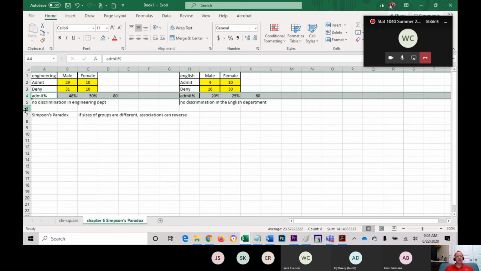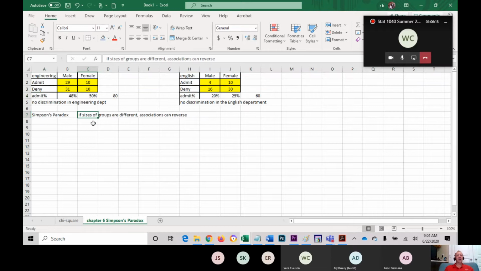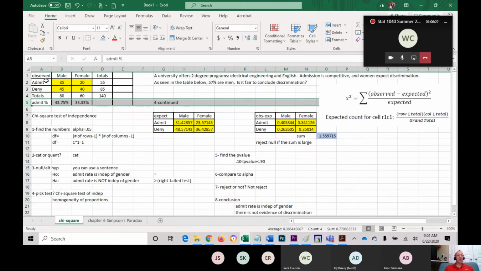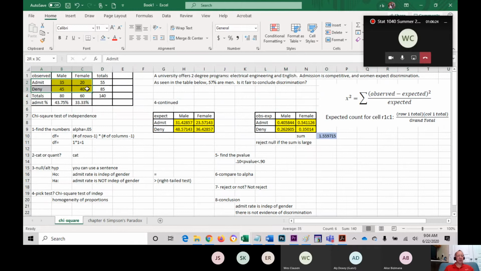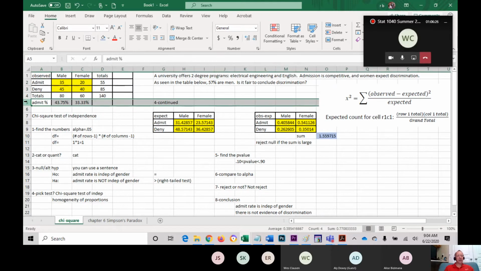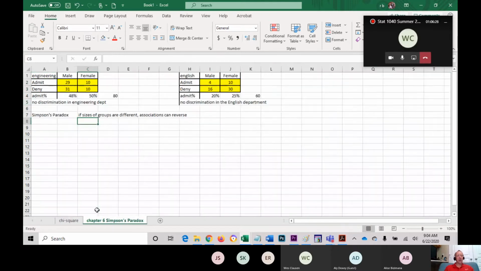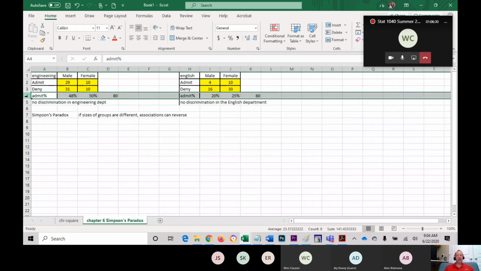So this is a case of what we would call Simpson's Paradox. And so the problem is when you combine everything into one table, it looks like it's discrimination against women, when in fact it was discrimination against men. So that's an example of Simpson's Paradox. So, any questions on that?